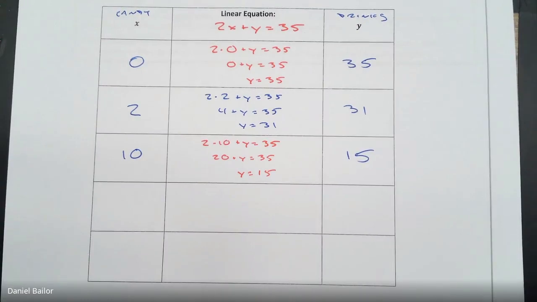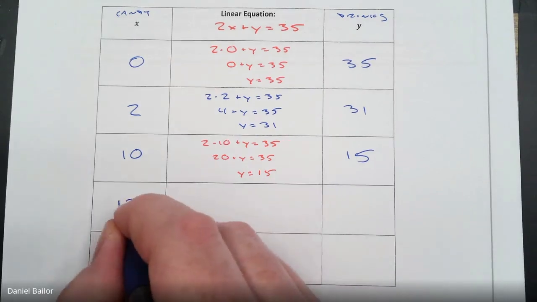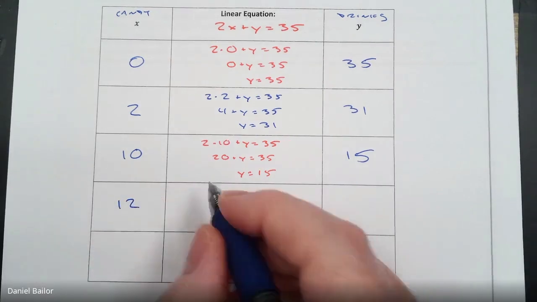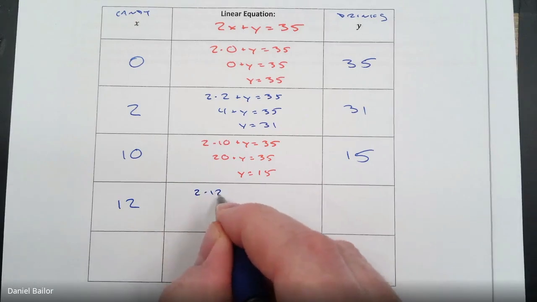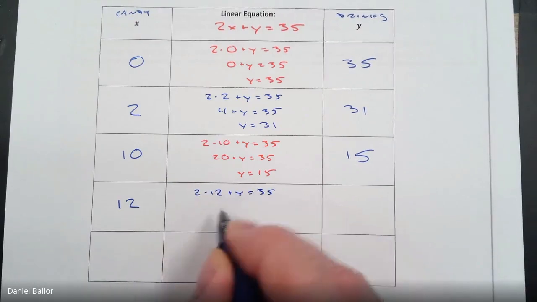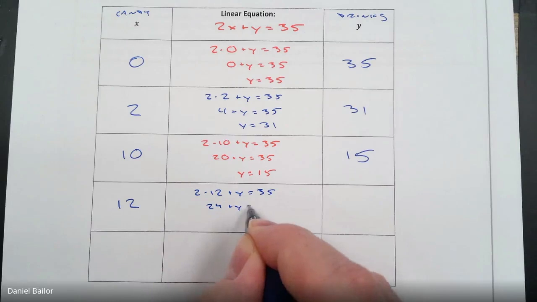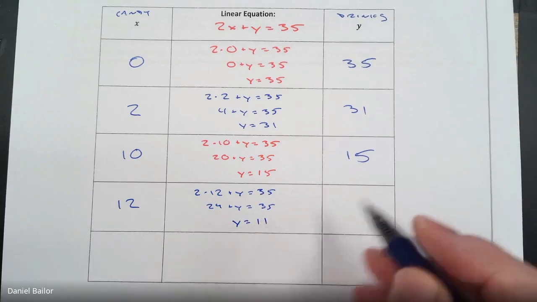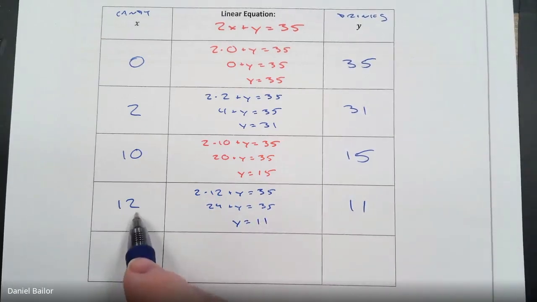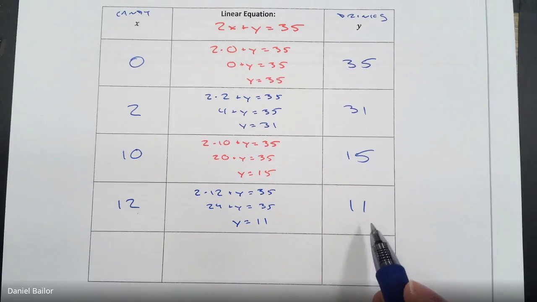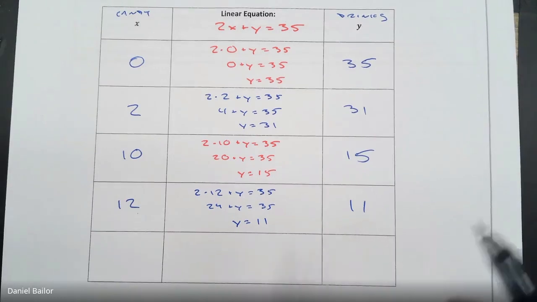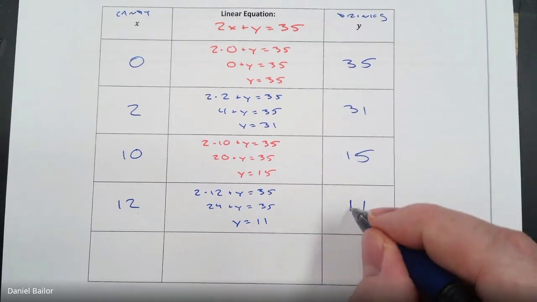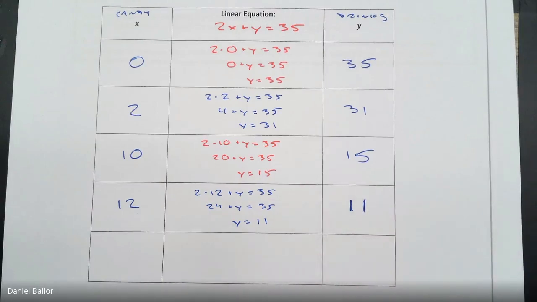Maybe you want to buy, I don't know, 12. Let's say 12 candies. So you do 2 times 12 plus y equals 35. That's 24 plus y equals 35. Subtraction property of equality, do minus 24 on both sides. You get y equals 11. So buying 12 candies gives you 11 drinks. I don't know if you went to the movies with 10 people, but 11 drinks sounds like a lot.